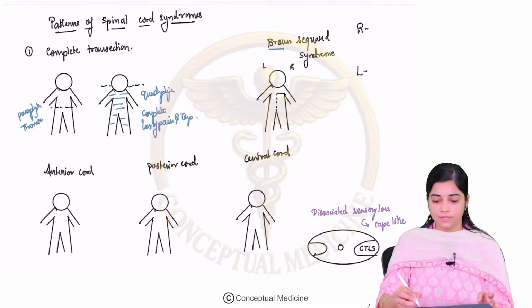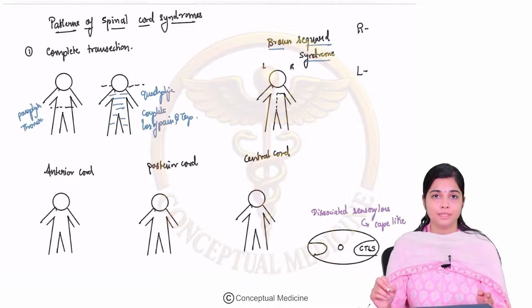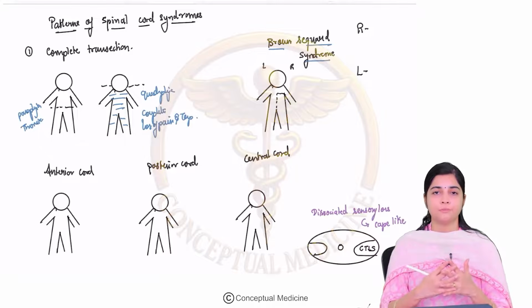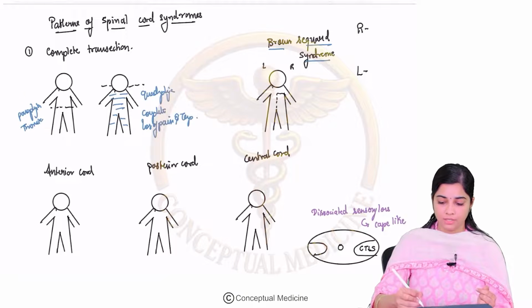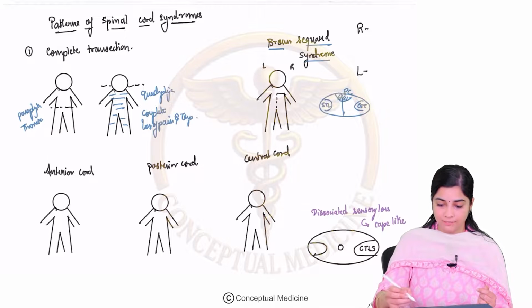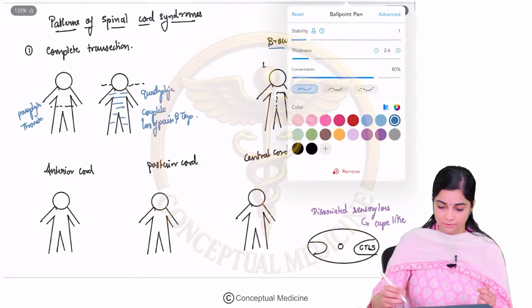Now, what is Brown-Séquard syndrome? This is hemisection of the spinal cord. So if the spinal cord is cut into half, like for example following a road traffic accident, you have hemisection of the spinal cord. So when you have a hemisection of the spinal cord, what is happening? This is your corticospinal tract, right? And you have the spinothalamic tract and you have the posterior column.